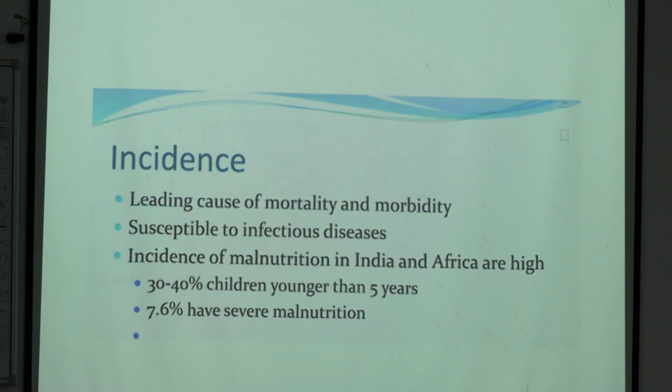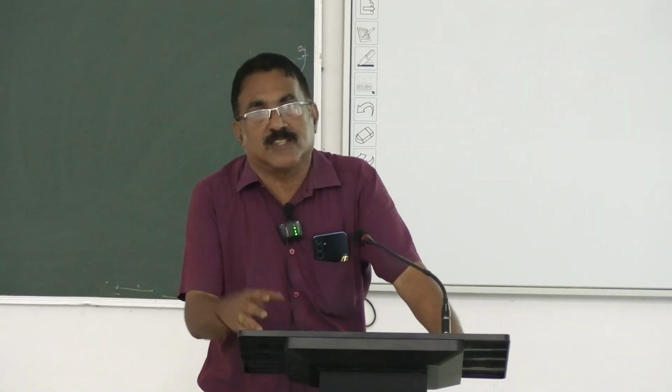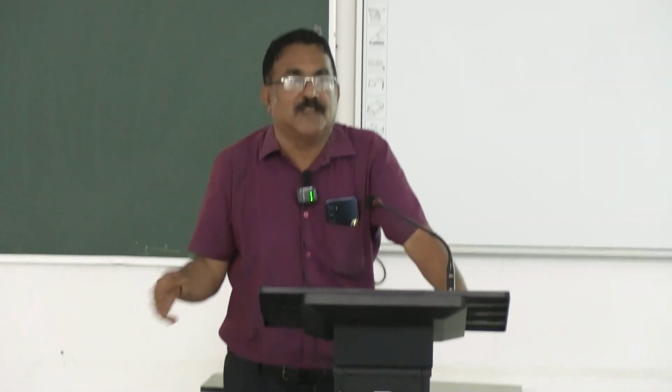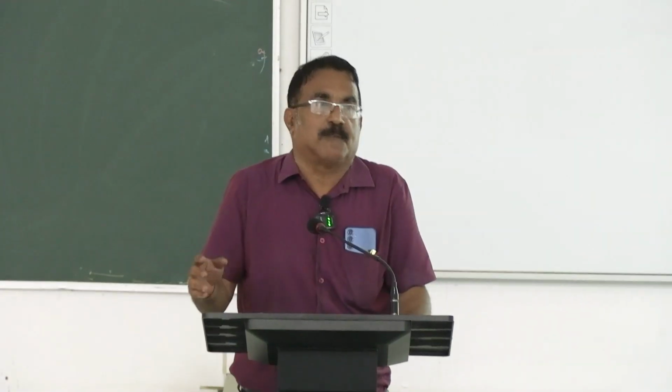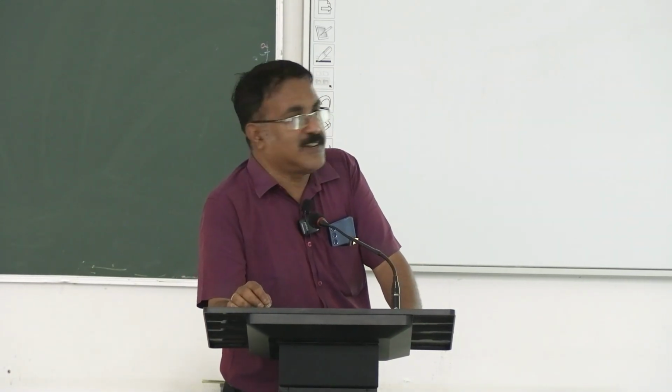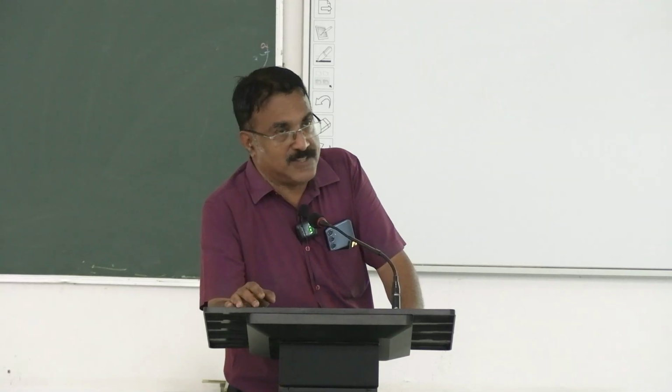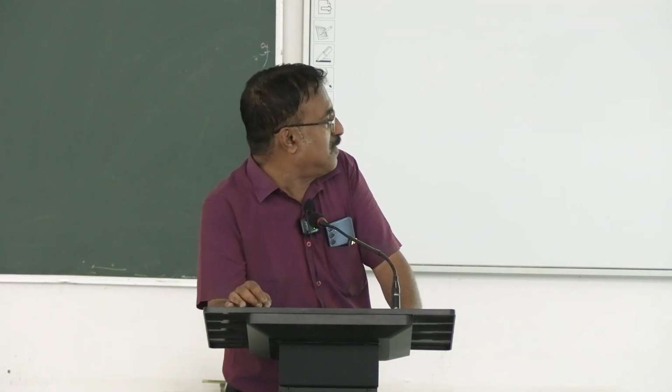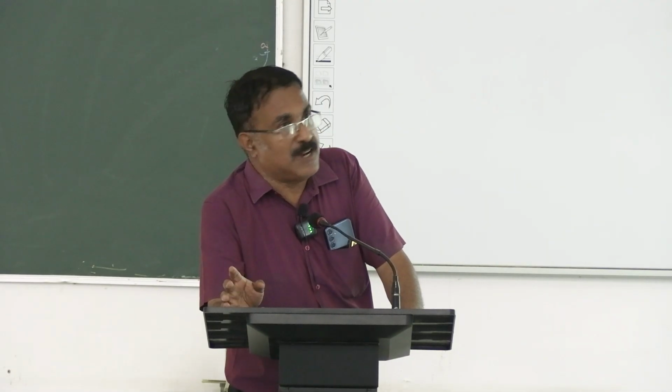Now, it was a leading cause of mortality and morbidity. The main problem is that a malnourished child is susceptible to infectious diseases, and in India and Africa it's very high. In India, it has become less now thanks to various schemes like Anganwadi, where food is given, and iron and folic acid supplementation. 30 to 40% of children under 5 years have this, and 7.6% have severe malnutrition.